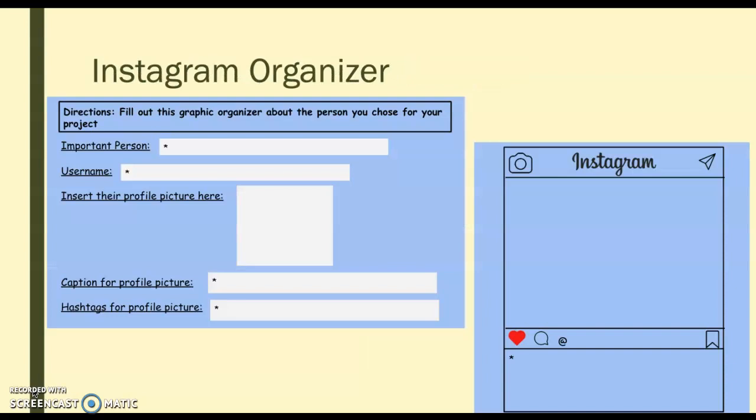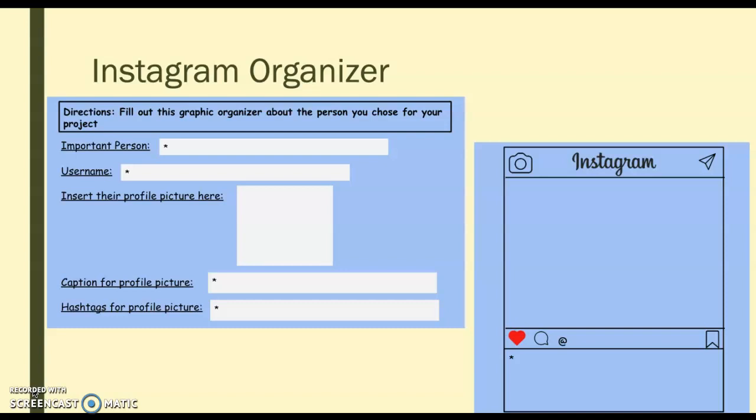This was the third and final organizer that the students used. It was an Instagram graphic organizer, which they related to by knowing what Instagram is like. The students picked a person from the unit, which was either George Washington, Thomas Jefferson, Patrick Henry, James Armistead Lafayette, or the Marquis de Lafayette.